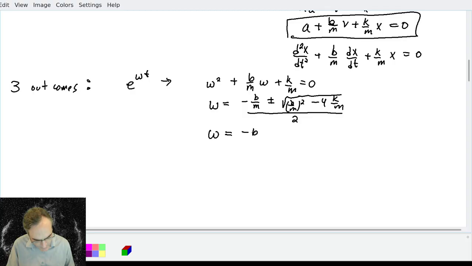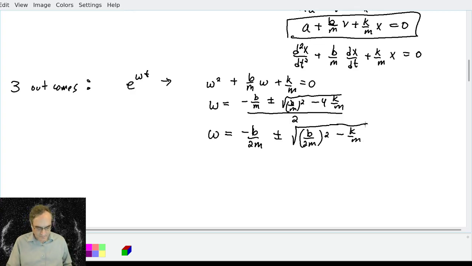There is a point to me going through this, even though I'm not going to show you the full solution. Can take the 2 inside, and we get something like this. The main thing you notice is there are possible solutions depending on what happens inside the square root. So one possibility, and it's not a super interesting one to us at the moment, is that b over 2m minus k over m is greater than 0.